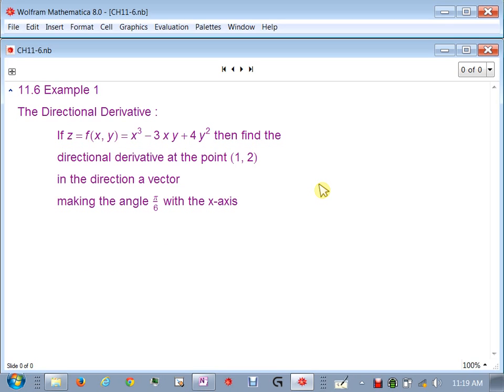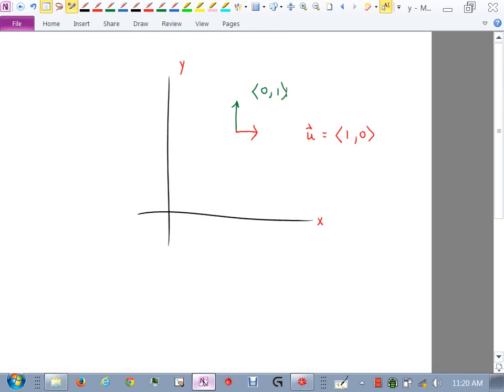All right, so here's an example. If f of x, y equals x cubed minus 3xy plus 4y squared, then find the directional derivative at the point 1, 2 in the direction of a vector making the angle pi over 6 with the x-axis. All right, here we go. Example 1.